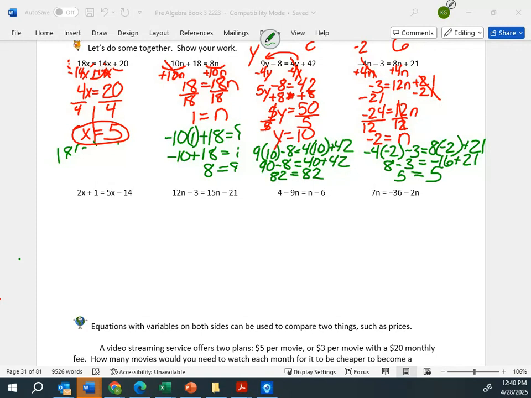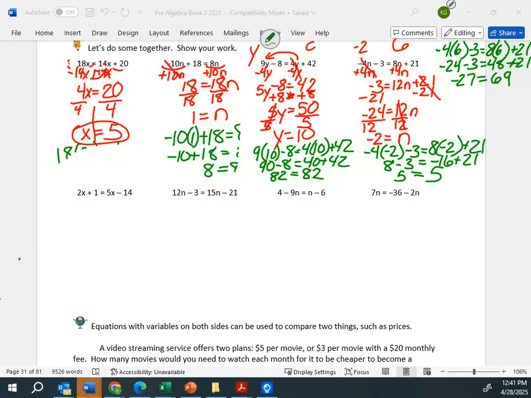Okay. So, it is important that we plug in our variable answer so we can see if we had gotten that 6, if we plugged that 6 in, we would have had -4 times 6 minus 3 equals 8 times 6 plus 21. We do negative 24 minus 3 equals 48 plus 21. Negative 24 minus 3 is a negative 27 equals 69. Ooh, wait a minute. That doesn't work.